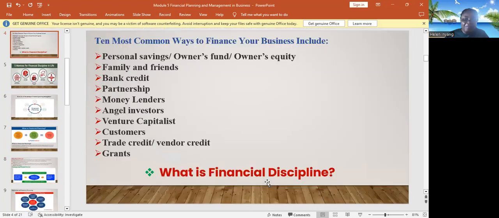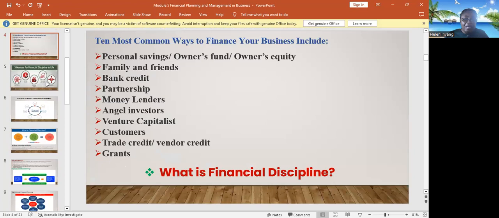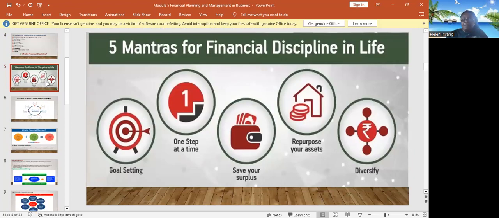Then, having looked at financial discipline, let's quickly look at the 5 matrices, the mantras, for financial discipline in life. The first thing you need to do is to set up your goal. Goal setting. And it is done one step at a time.